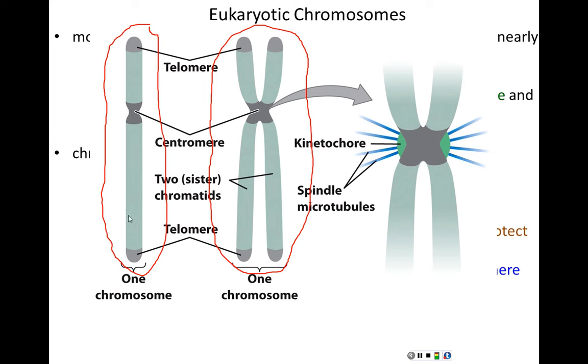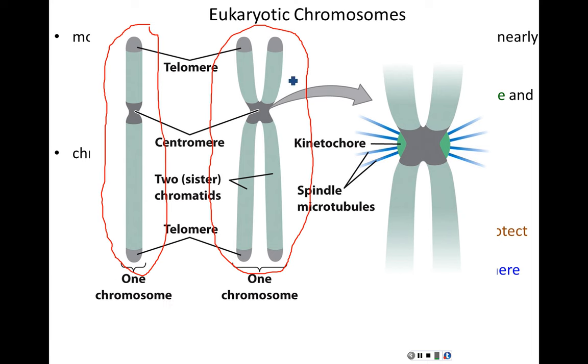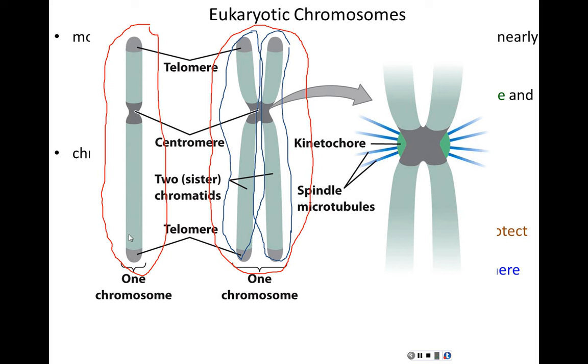A single independent molecule is a chromosome. However, this is a single sister chromatid, and this is another sister chromatid. Okay, so one chromosome is replicated to become two attached sister chromatids, which is still referred to as one chromosome. Alrighty? Okay.